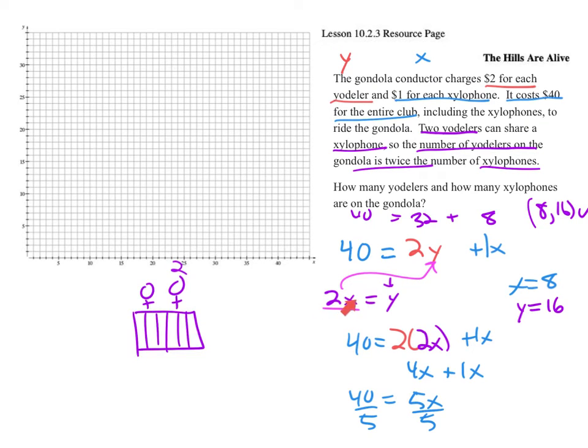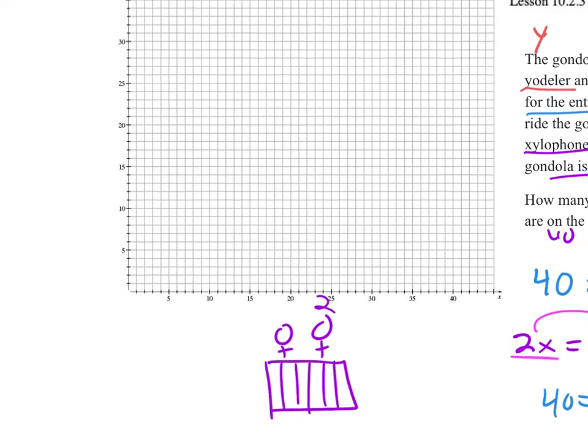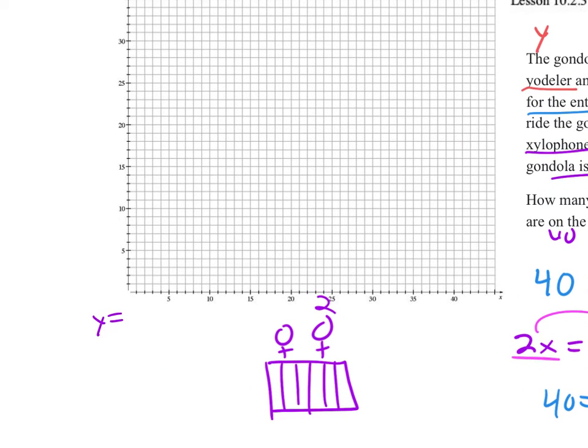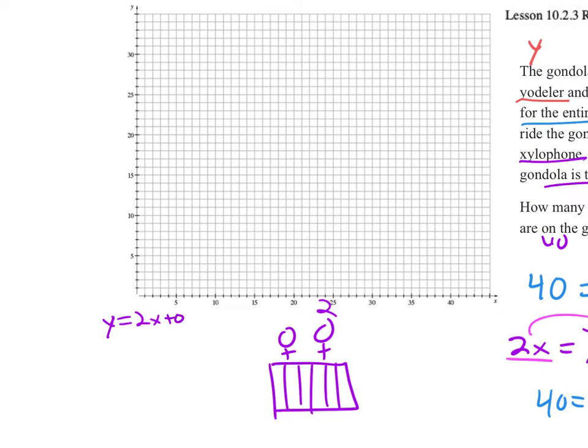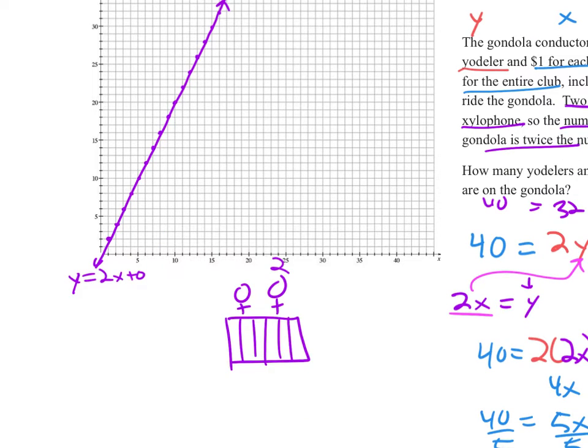So y equals 2x. If I'm graphing y equals 2x, then it just means I'm going to start at 0. That's like saying plus 0, and I'm going up 2 every time I'm going over 1. So I'm going up 2 every time I go over 1, and so on and so forth to complete this graph. And I'm going to skip ahead here. All right, so there's my y equals 2x graph.